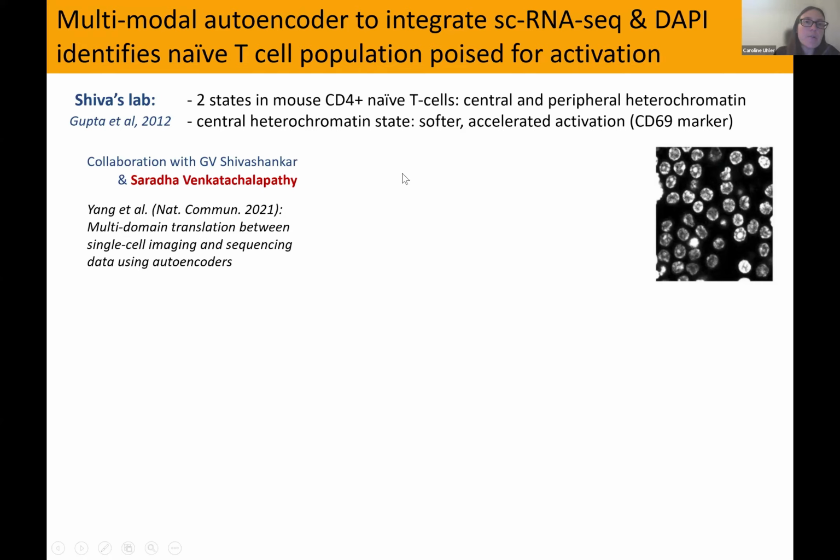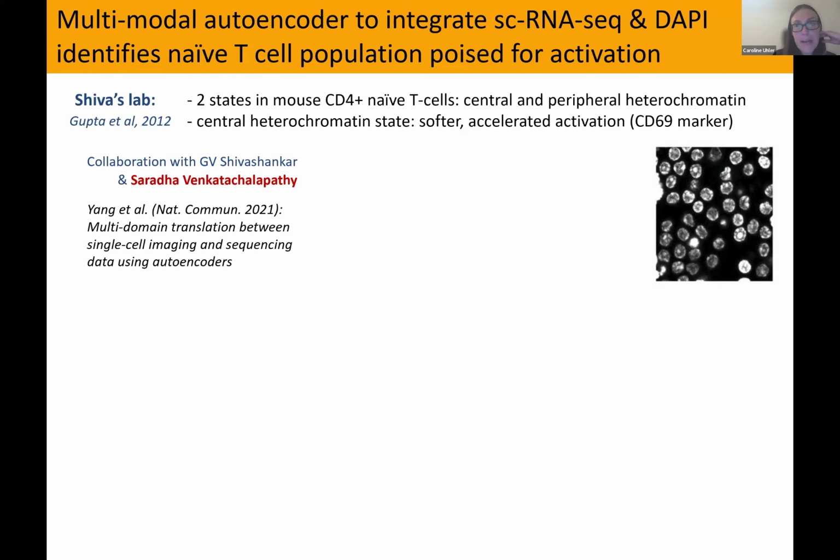From very early work in Shiva's lab, they saw in mouse CD4 positive naive T cells that they actually found two different populations just based on imaging, some with the heterochromatin on the outside, you see it here nicely, and some with the heterochromatin on the inside. They also showed that how the DNA is packed matters in terms of functional state. The cells with heterochromatin on the inside were softer, and they showed accelerated activation.